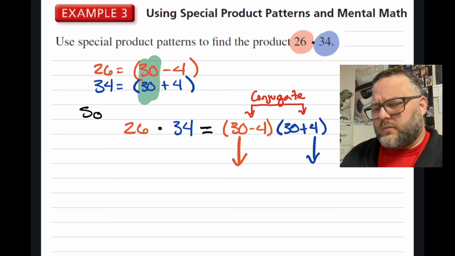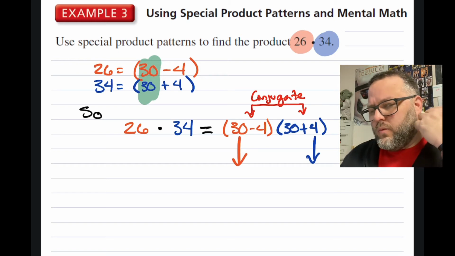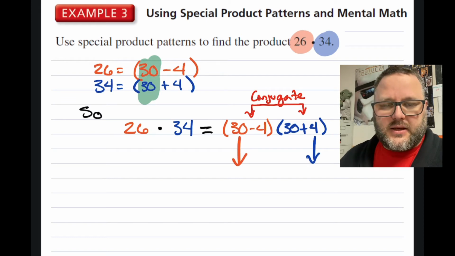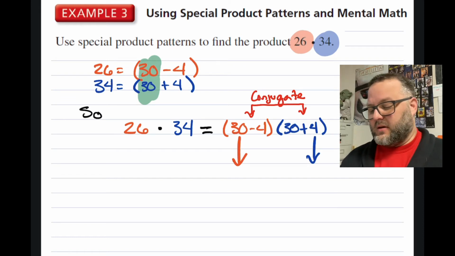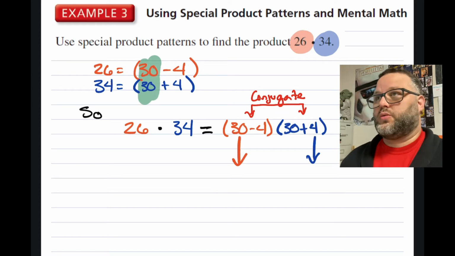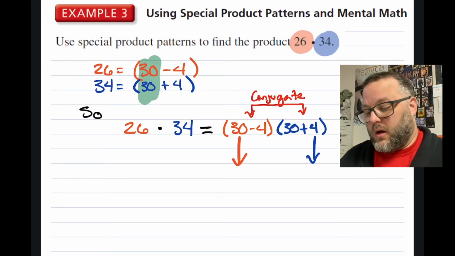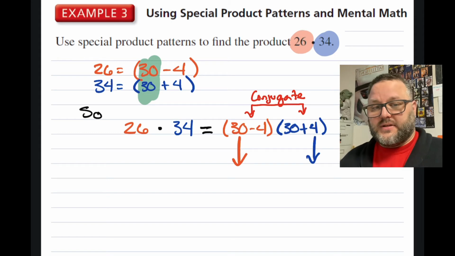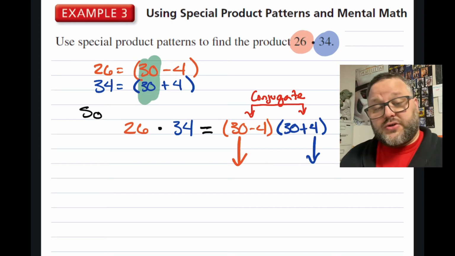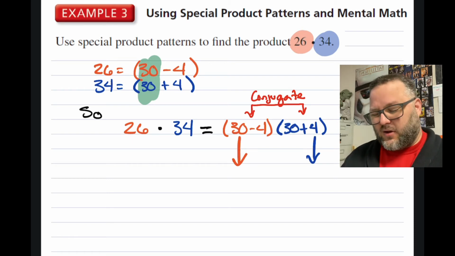But we don't actually have to have that. We really just want terms that we can multiply pretty easily. So even if we had a number like 47 times 22, we could use little tricks. We aren't going to have the same first. We aren't going to have the same last. But this trick still works. And I call it a trick, but it's not really a trick. It's just a shortcut method, a way to do it mentally rather than on paper.